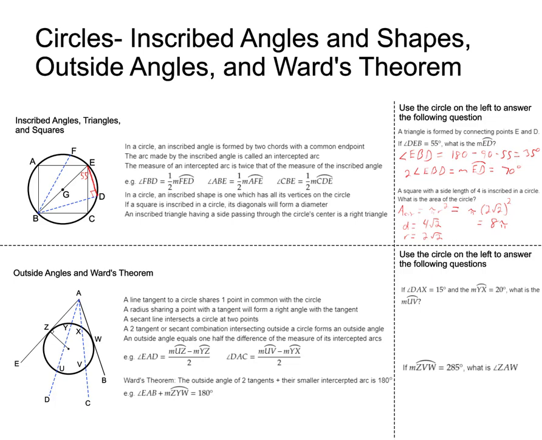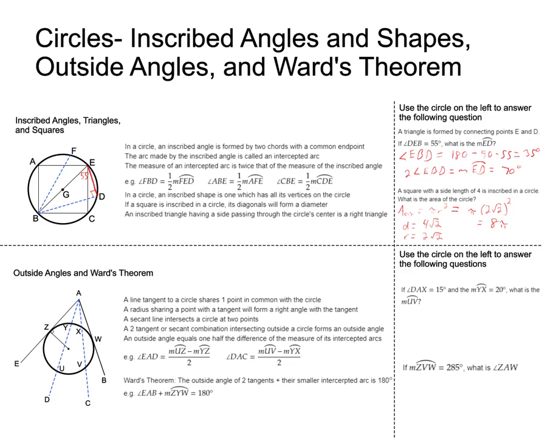A two tangent or secant combination, so that means if you have two tangent lines, two secant lines, or a combination of a tangent and a secant line, if they intersect outside a circle, that forms something that is called an outside angle. And an outside angle is equal to 1/2 the difference of the measure of its intercepted arcs. Let's do an example to kind of clarify that.